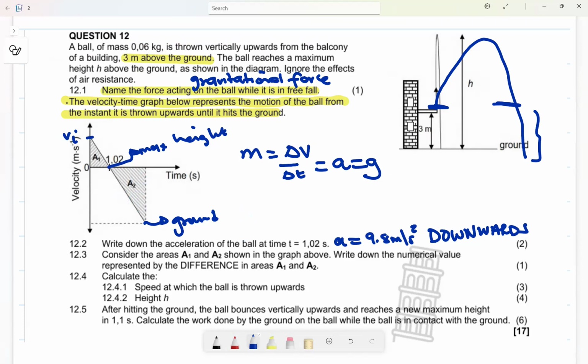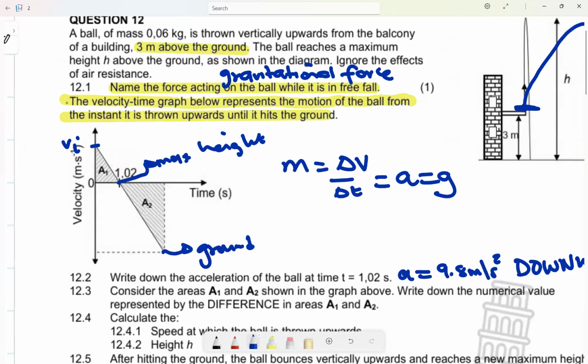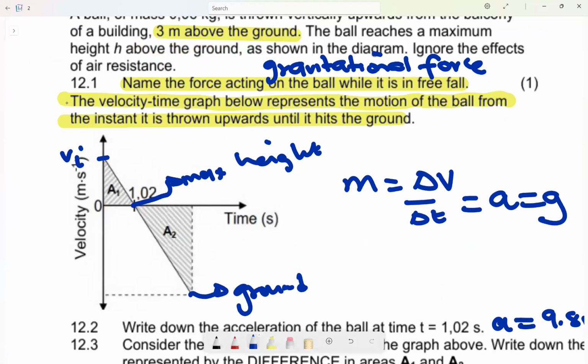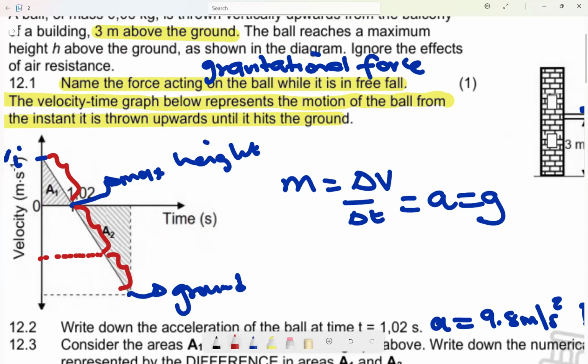But now remember, this is the distance traveled from the balcony to the maximum height. And here will be the distance from the maximum height returning back to the balcony. Since it will pass back, it will then move from the balcony downwards like this.